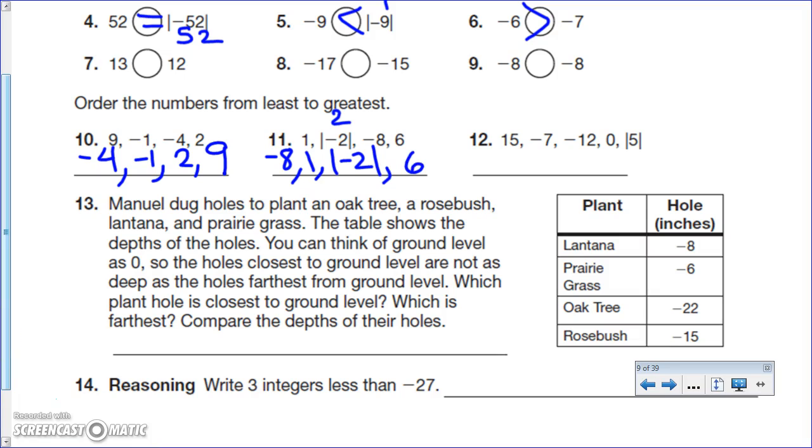For 12, we have 15, -7, -12, 0, and the absolute value of 5. Again, we know absolute value is always positive, so the absolute value of 5 is 5. So our number that is furthest to the left on the number line is -12, followed by -7. Then we have 0, which is right in the middle of our number line, followed by the absolute value of 5, and then by 15.